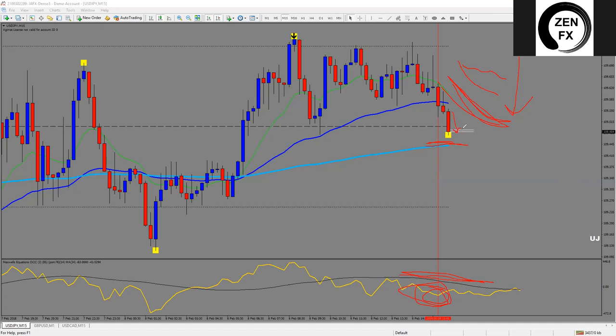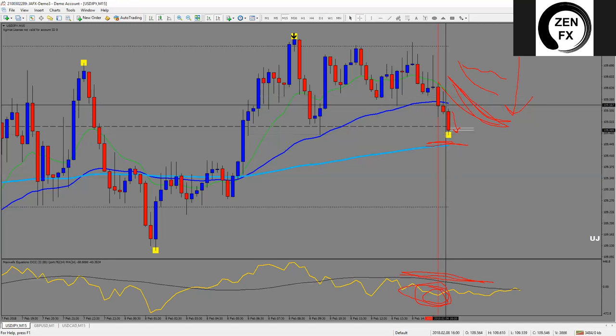Take profit should have already been hit. Let's take a look. If we would have entered here, you would have been safe with a 10 pip take profit. We're at about 9 pips so far, so you wouldn't have hit take profit yet because your spread would have kept you from hitting that, but it looks like it's about to tap that fairly soon.